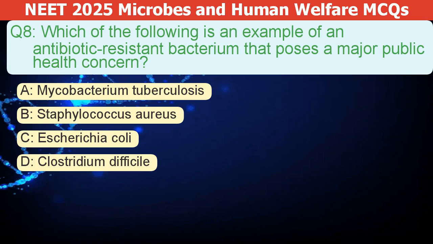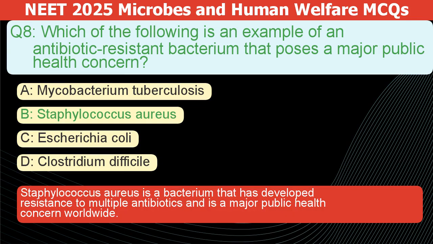Which of the following is an example of an antibiotic-resistant bacterium that poses a major public health concern? A. Mycobacterium tuberculosis. B. Staphylococcus aureus. C. Escherichia coli. D. Clostridium difficile. The correct answer is B. Staphylococcus aureus is a bacterium that's developed resistance to multiple antibiotics, and it's a major public health concern worldwide.